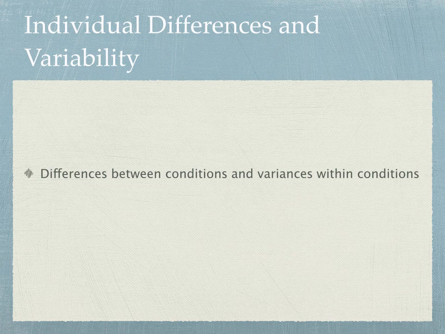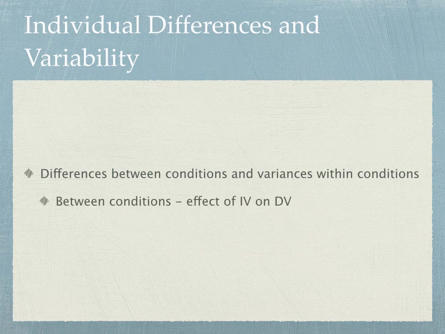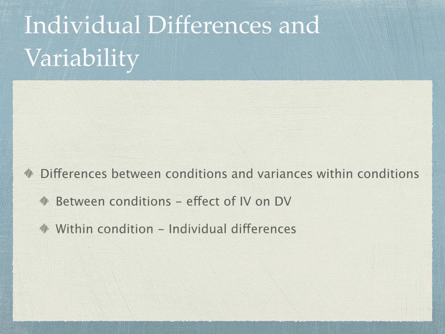If you have a small signal and a lot of noise, it's really hard to see. If you have a really strong signal and a lot of noise, you can see it. If you have a really strong signal and a little bit of noise, you can see it. But you can also see a weak signal in a little bit of noise. So when you have a small treatment effect and very little variability, you can really see it. Our signal is the effect of our independent variable on our dependent variable. Our noise really is these individual differences.